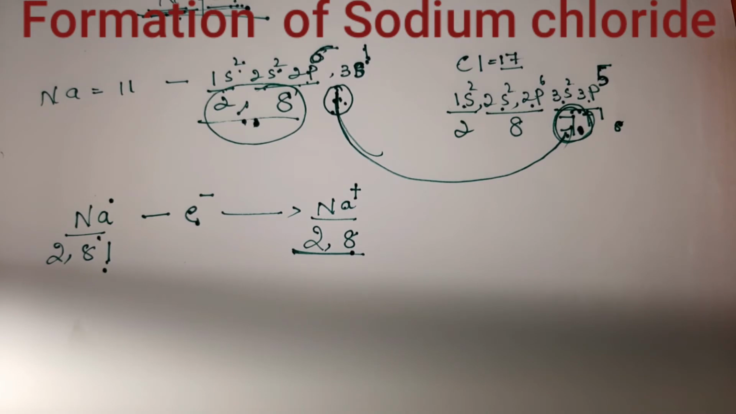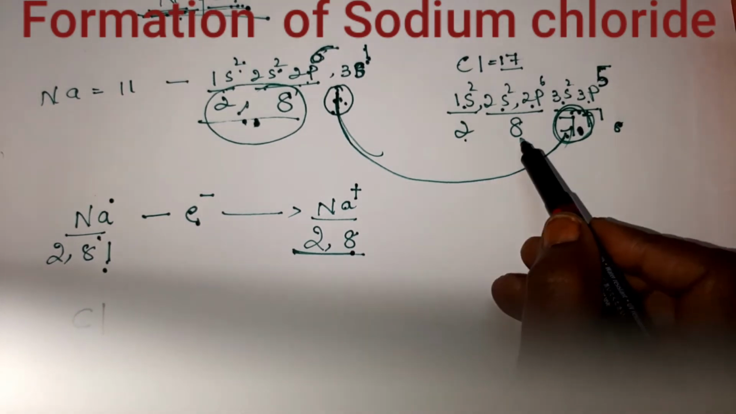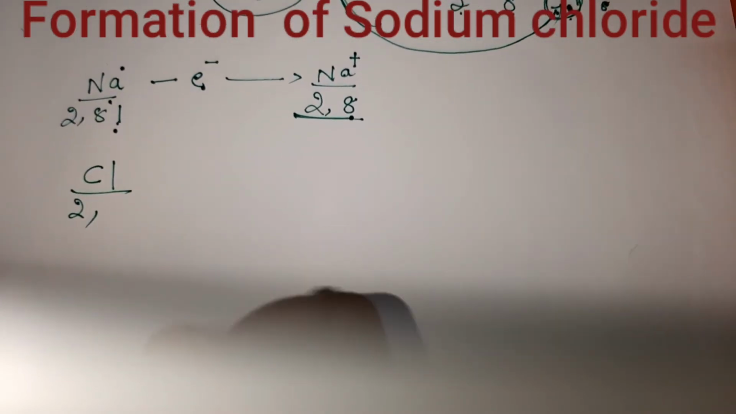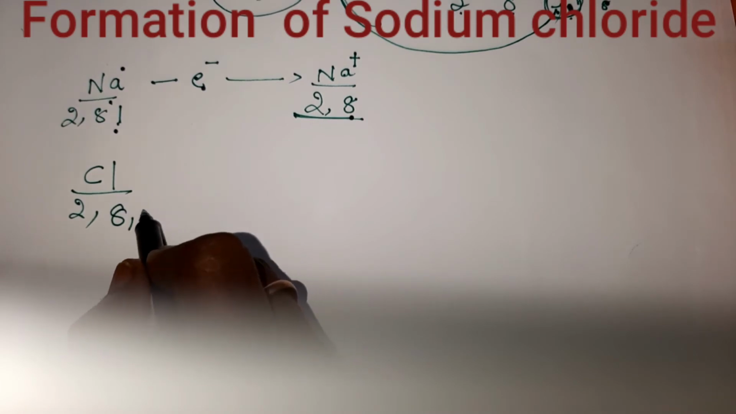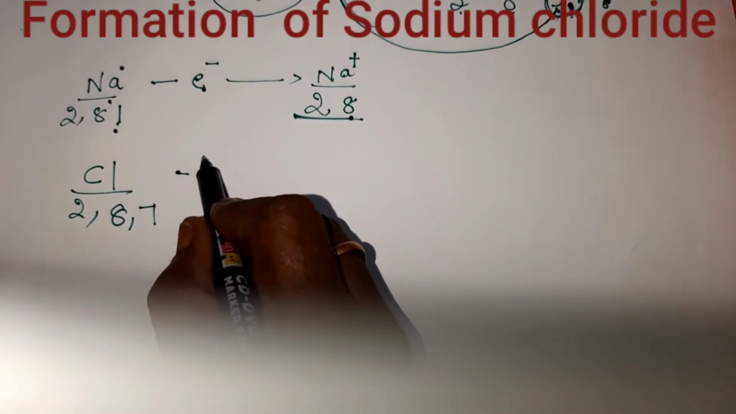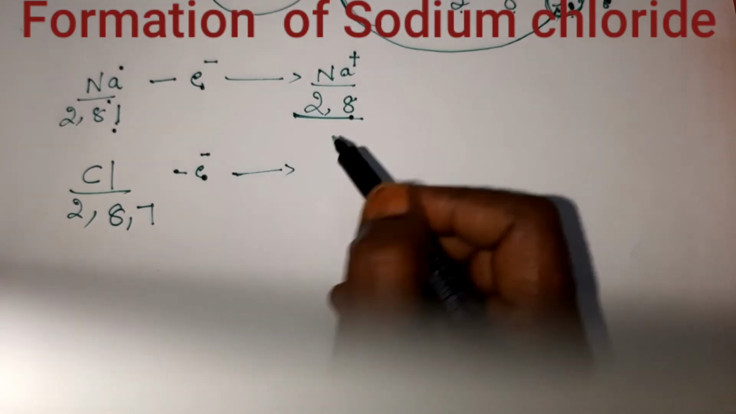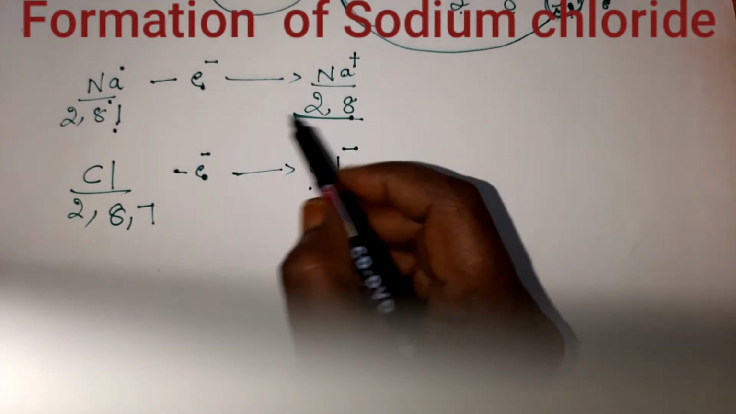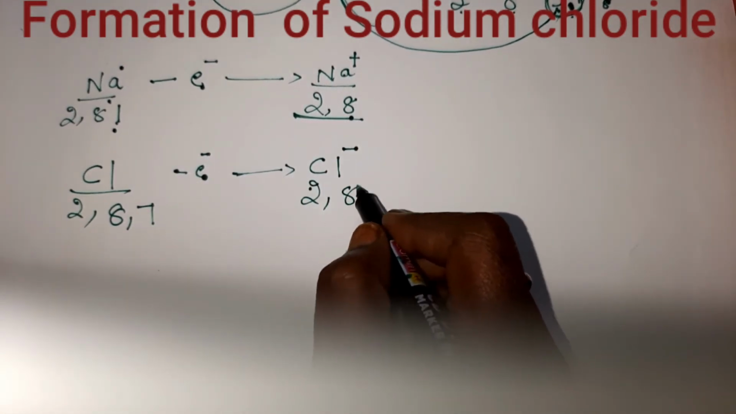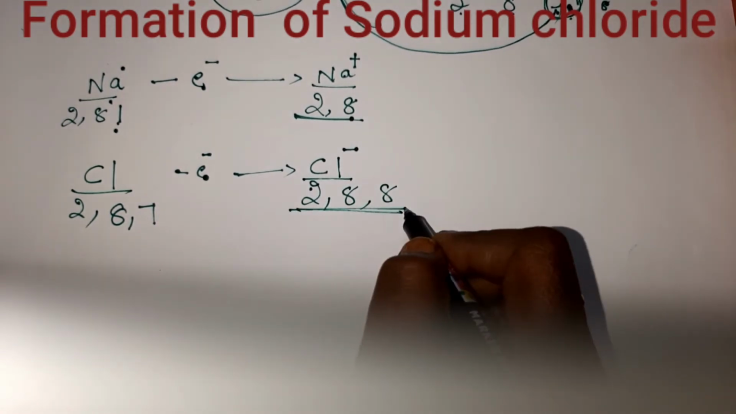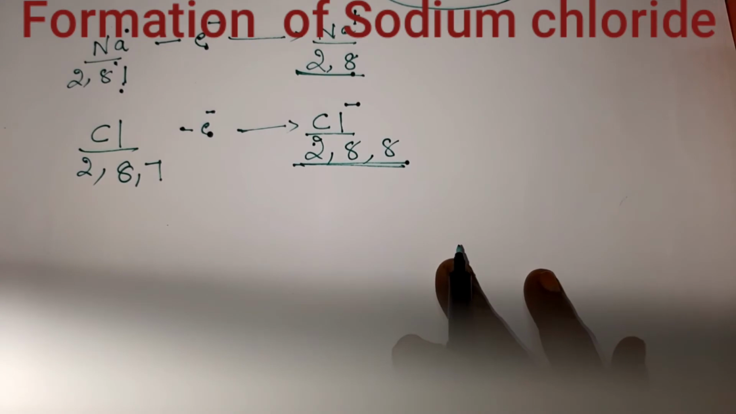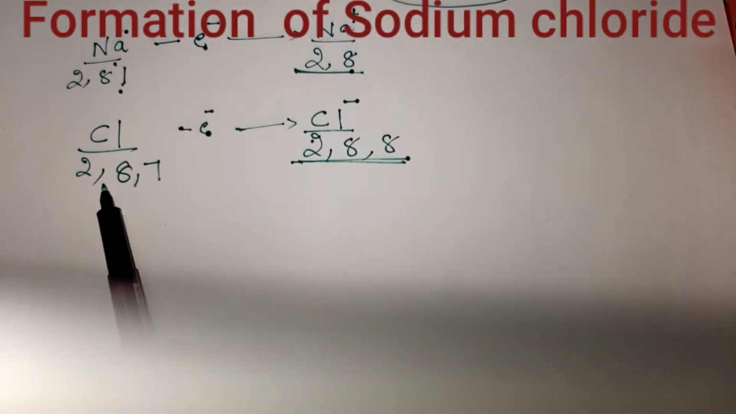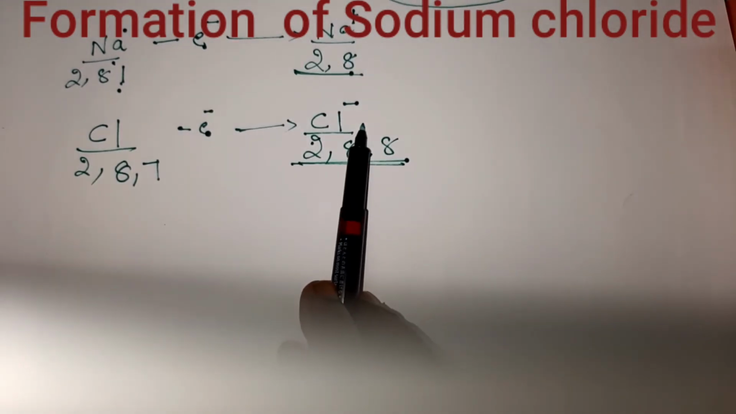And if you take chlorine, children, chlorine has got 2, 8 and 7 electrons. So chlorine gains an electron and becomes chloride ion. It gains 1 electron and becomes 2, 8, 8, so octet electron configuration or noble gas electron configuration. So sodium loses 1 electron and becomes positively charged. Chlorine gains 1 electron and becomes negatively charged.